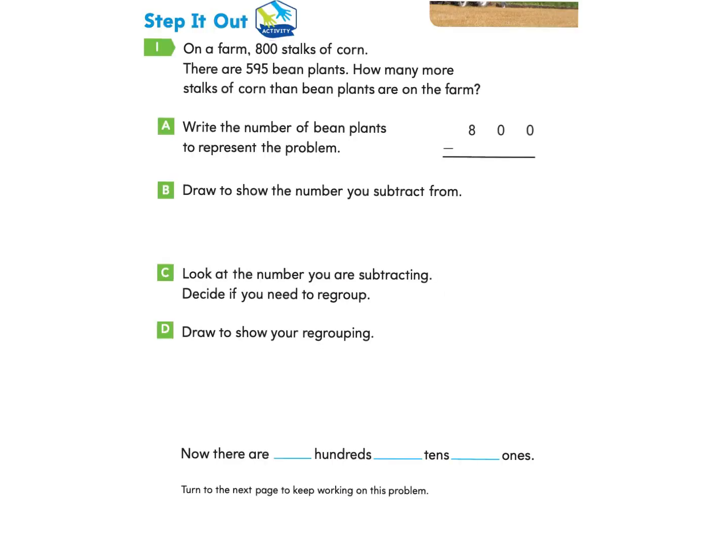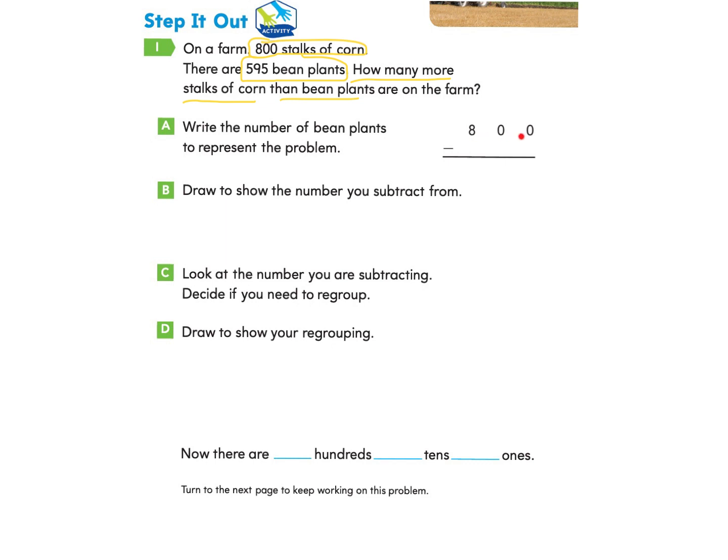On page 415, we will start under Step It Out, Part 1. On a farm, there are 800 stalks of corn. There are 595 bean plants. How many more stalks of corn than bean plants are on the farm? So we'll take a look at Part A. Part A asks us to write the number of bean plants to represent the problem.